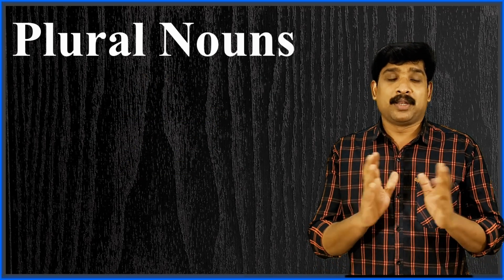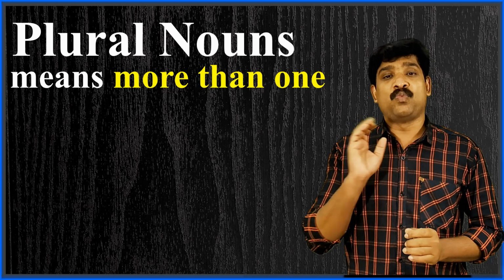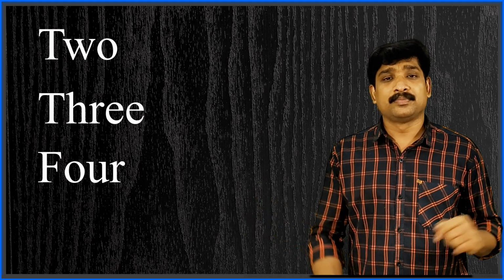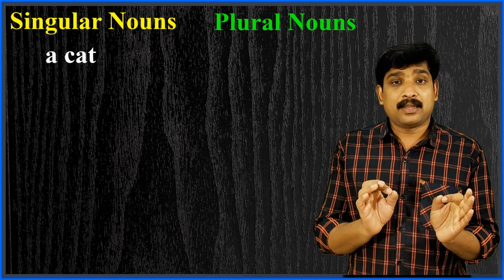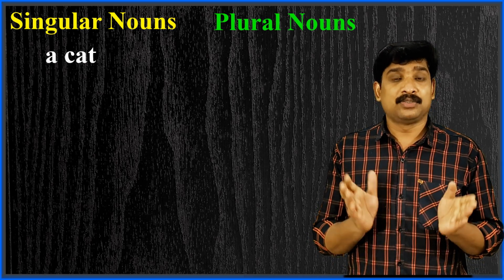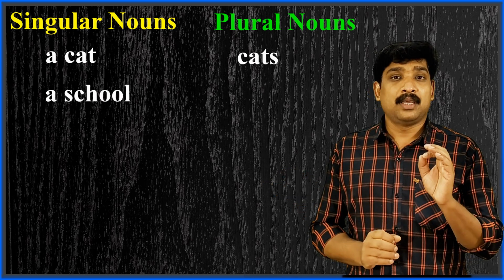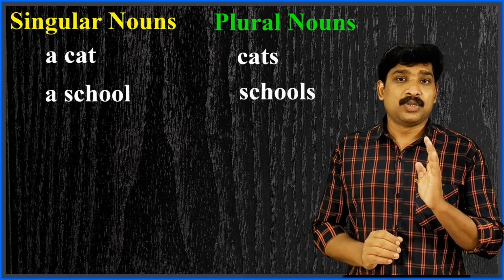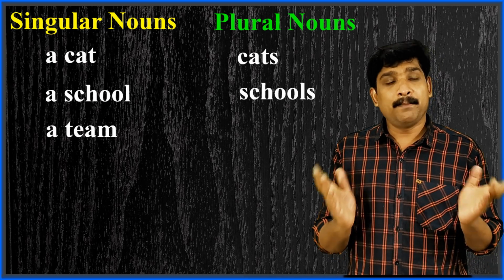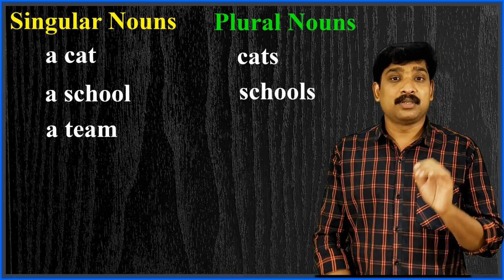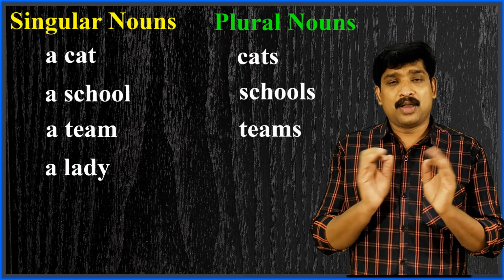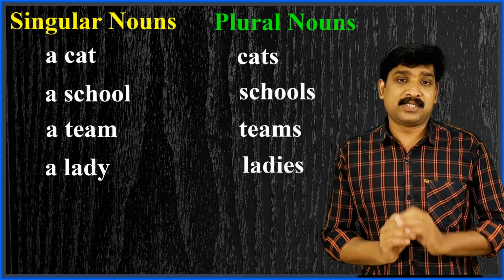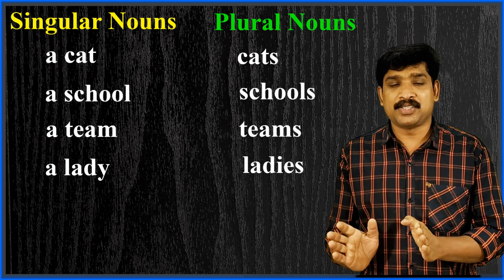Now, if you talk about plural nouns, it means more than one. So, for example, 2, 3, 4 or many. If we take over the singular examples to find their plurals, a cat becomes cats, 2 cats, 3 cats or many cats. A school becomes schools, 2 schools, 3 schools or many schools. A team becomes teams. You just add an S. Now, lady becomes ladies. Monkey becomes monkeys.